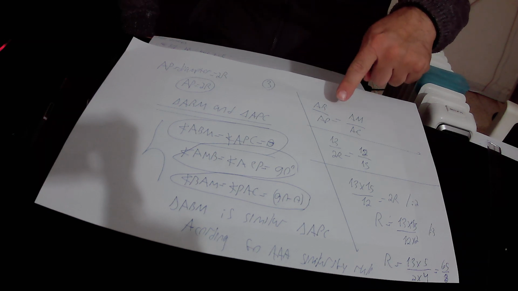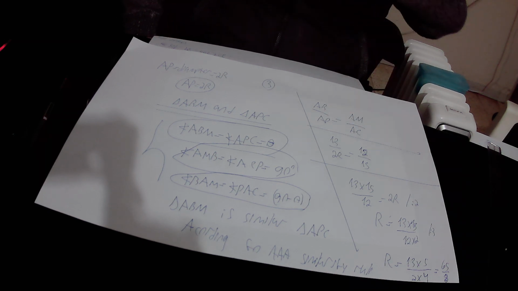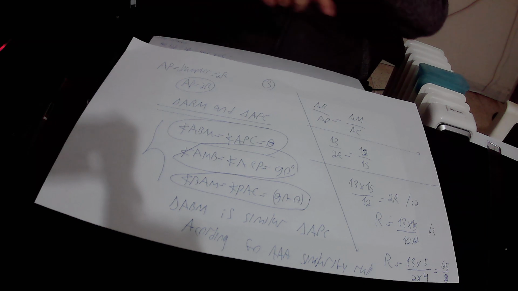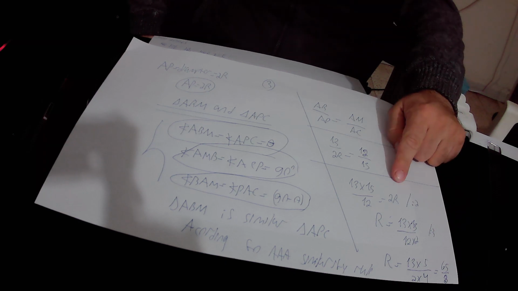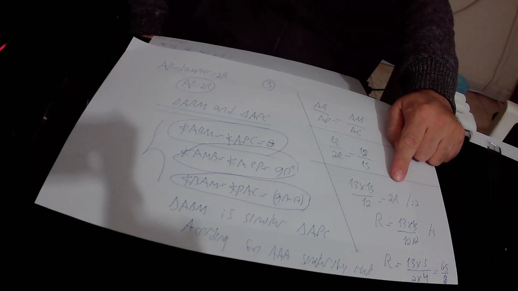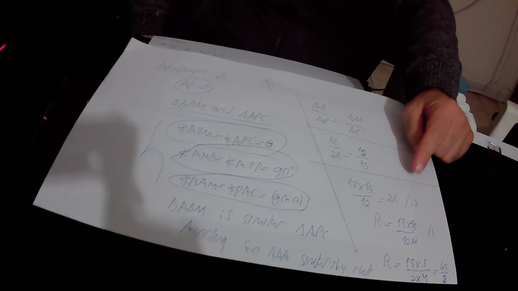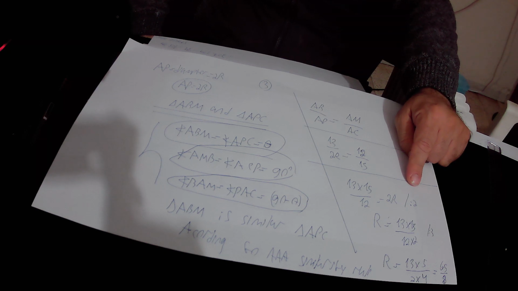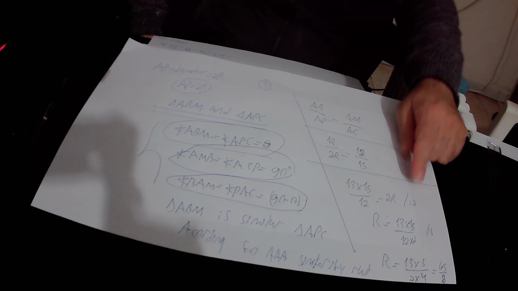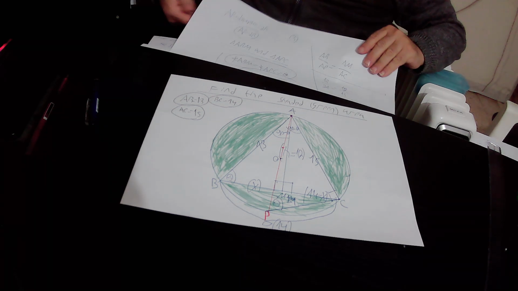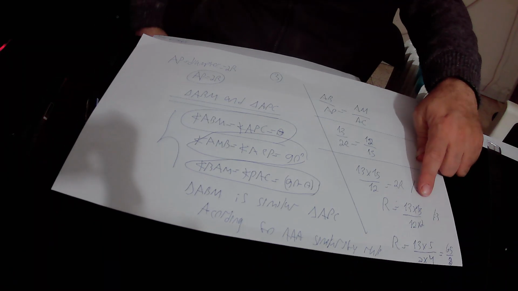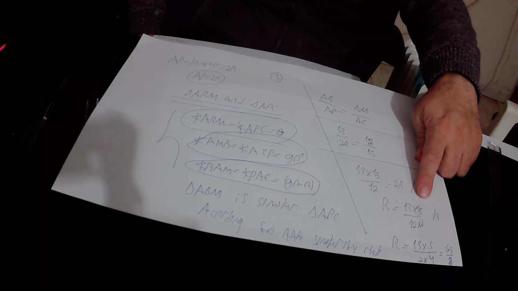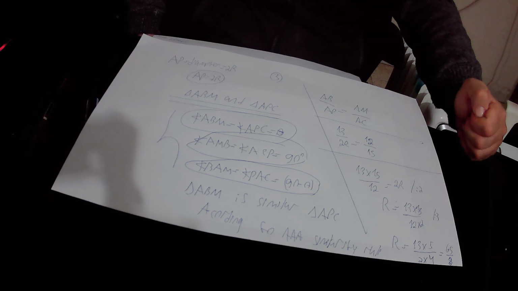AB is 13, AP is 2R, the diameter of the circle, AM is 12, and AC is 15. Here we multiply the equation, and finally we find that 2R equals 13 times 15 over 12. We divide this equation by 2, and find that the radius of this circle, capital R, equals 13 times 15 over 12 times 2.